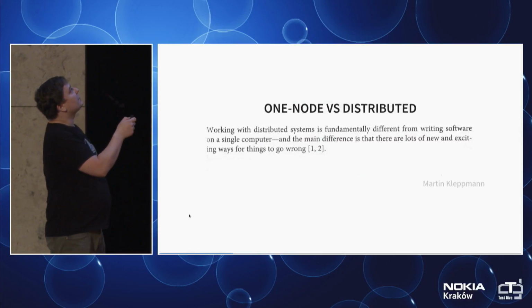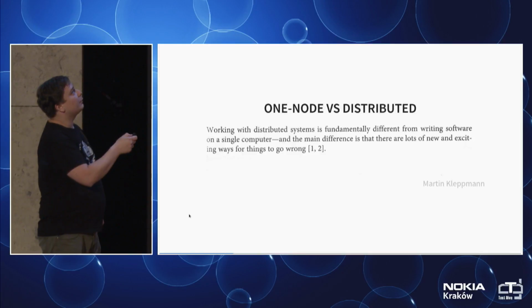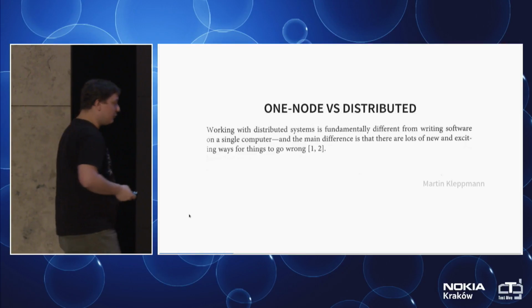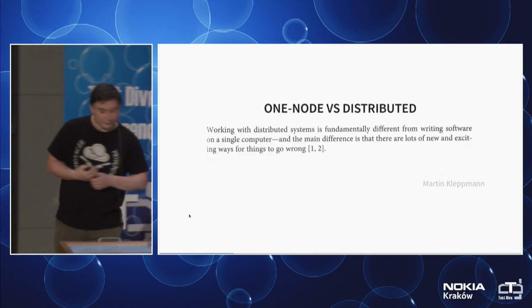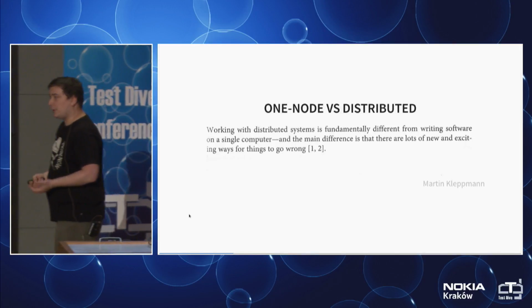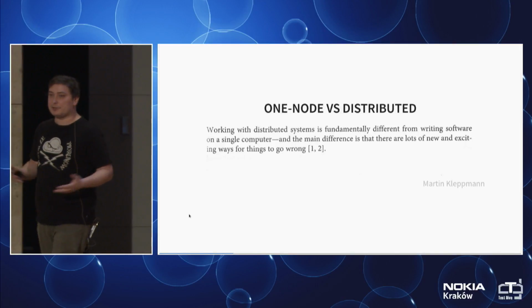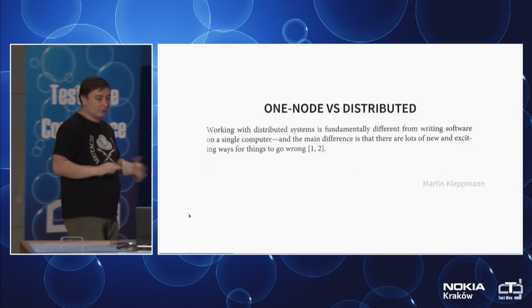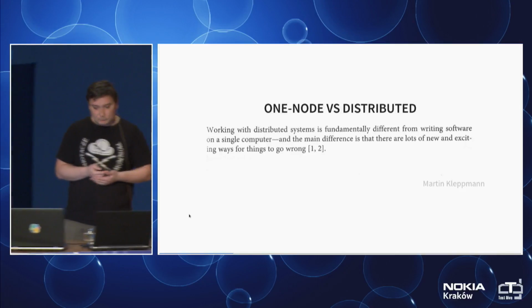Working with distributed systems is fundamentally different from writing software on a single computer. And the main difference is that there are lots of new and exciting ways for things to go wrong. And I think it's a perfect comparison. We all know that software fails. When we distribute the software, it is going to fail more frequently. I'm going to repeat this over and over.